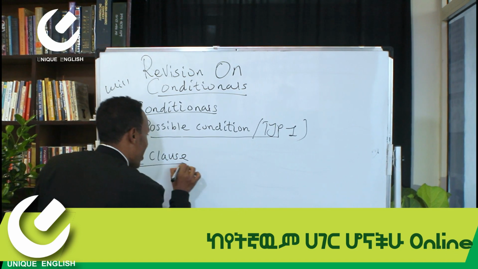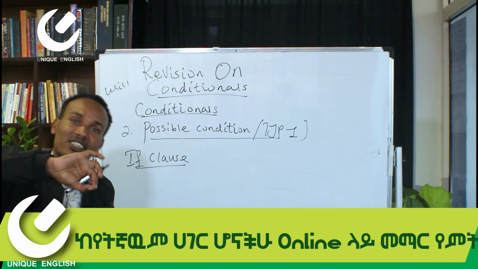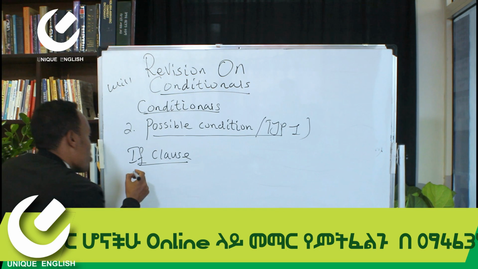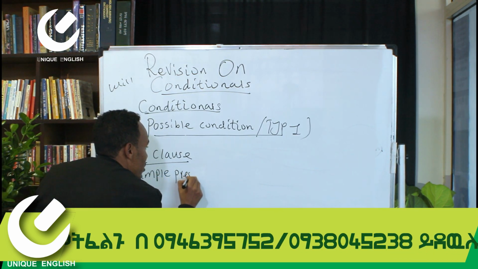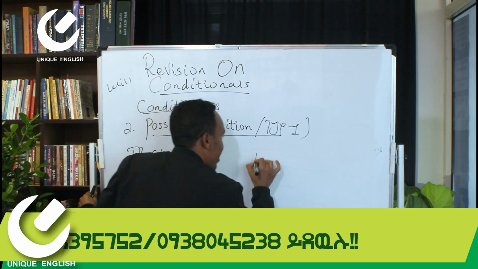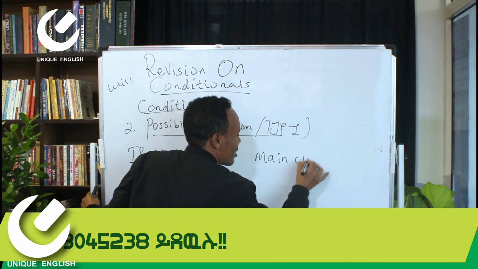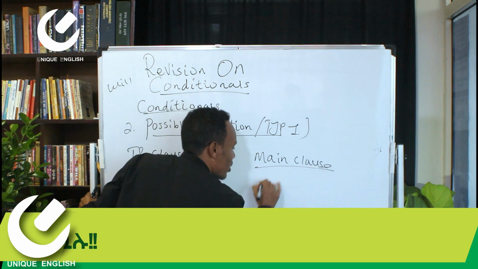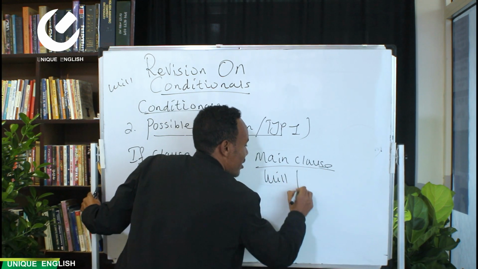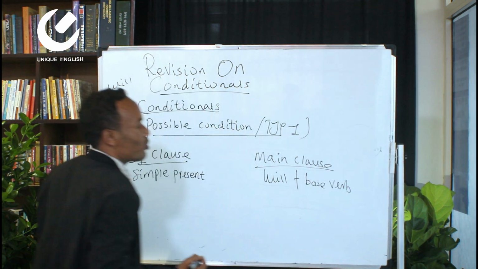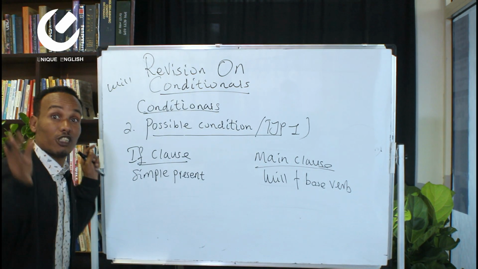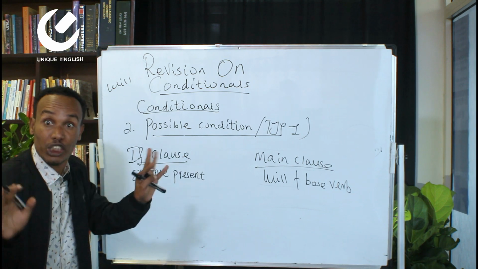If clause means everything up to the comma. In the if clause we use simple present. And in the main clause there is will. Will with what? Will with the base verb. All right, this is for anything other than the earlier instruction and order.